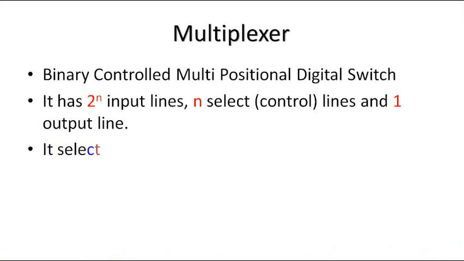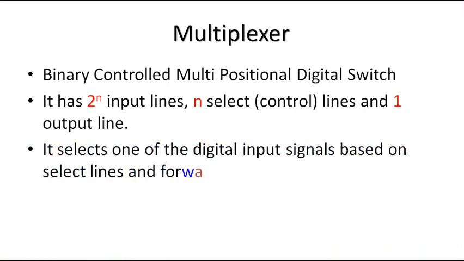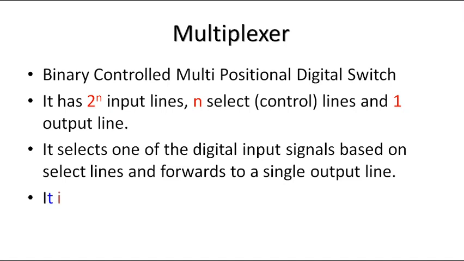Coming to the operation, it selects one of the digital input signals based on the selection lines or control lines and forwards it to a single output line. It is also called a data selector, as it is selecting one of the input signals and connecting it to the output, so you can call it a data selector.